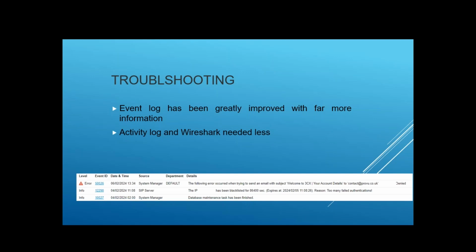But as we can see here, we've got a load of different information. We can see the source. In this top error one, it's come from the system manager, it's in the default department, and it gives you details on the error. In this case, it looks like we're trying to send a welcome email to an email address, but it's failed. Having that to hand in the event log makes it really simple to see what's going on, and you can then fix the problem.